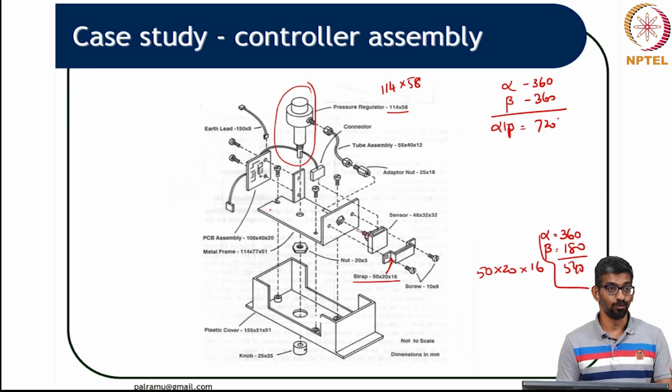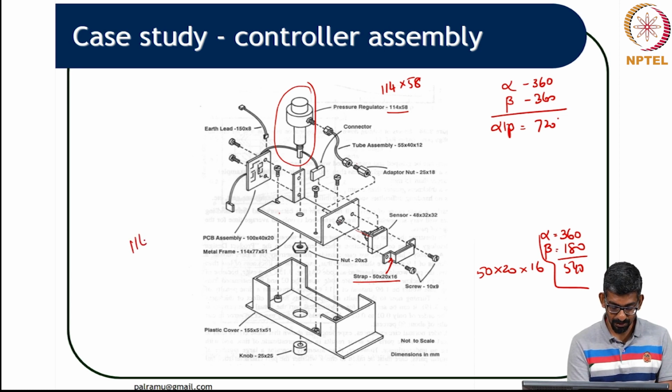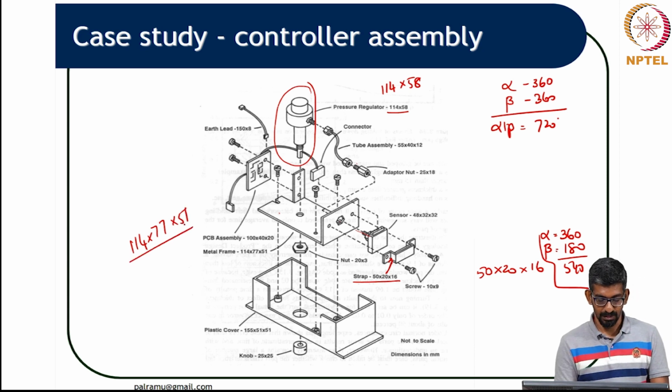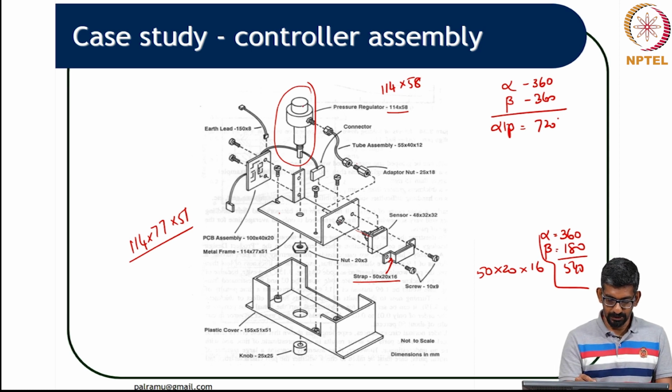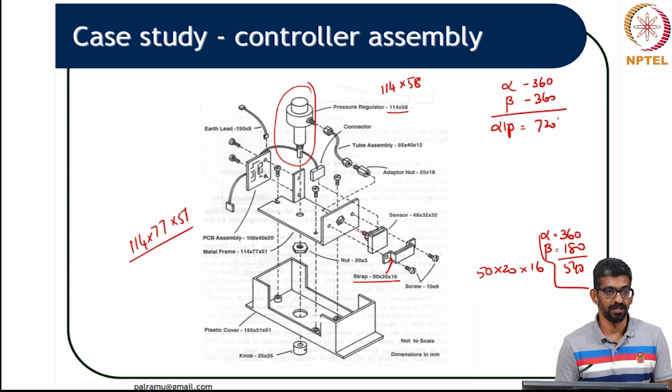This guy, I am not going to do the entire thing, I am just doing a couple of things, right. So, this is a metal frame here that we are talking about, okay. And this one says 114 by 77 times 51, okay. That is just for your reference. So, this one is going to go through this metal frame, through this plastic cover, and then it will be tightened using the knob.